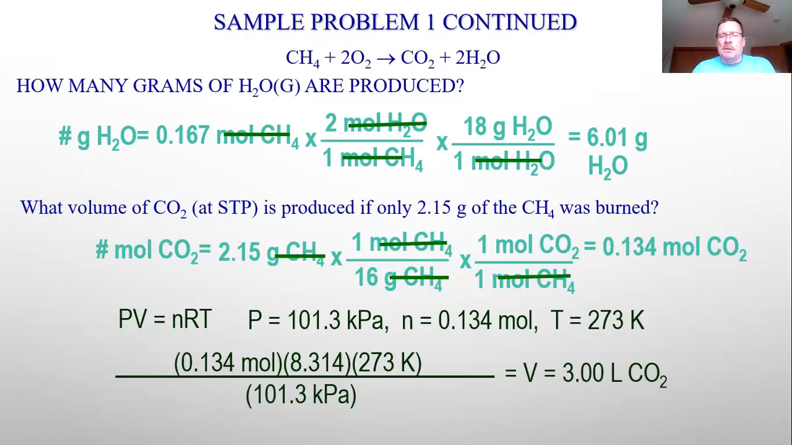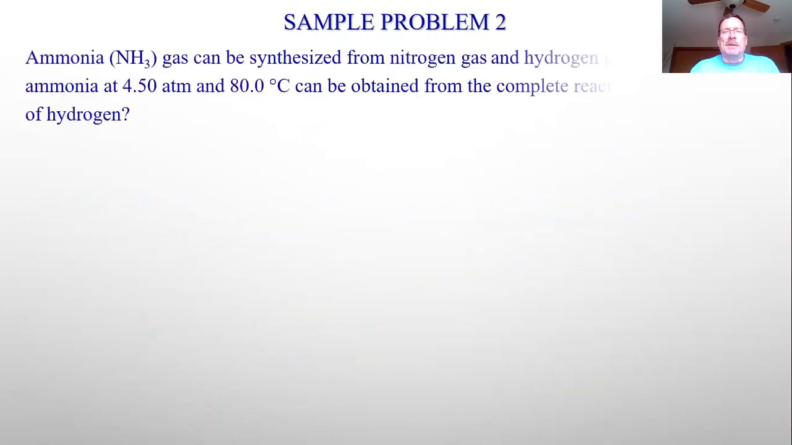Okay, let's look at a couple more samples. Here's another one. Ammonia gas is synthesized from nitrogen and hydrogen. Okay, we've seen this reaction before. You'll see it when I put it out. What volume of ammonia at 4.5 atmospheres and 80 degrees centigrade can be obtained if you use 7,500 grams of hydrogen?